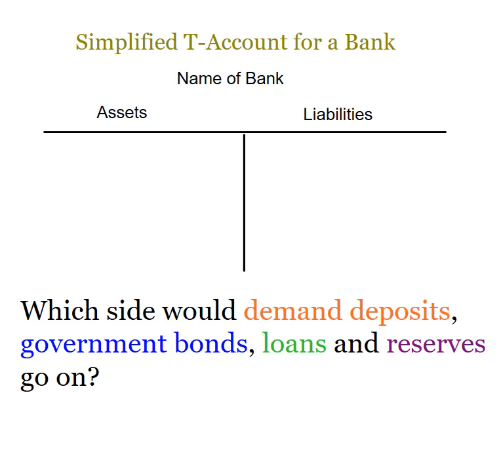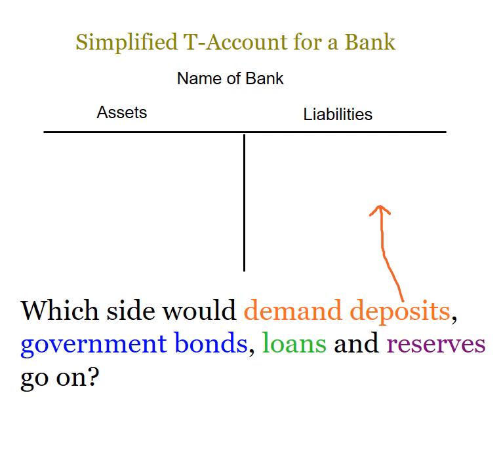So the first one, demand deposits. Would that be an asset or a liability for a bank? That is a liability because banks, that's not their money. If anybody comes in and asks for it back, they might have to pay that money back. So that is a liability. So write demand deposits on the liability side.